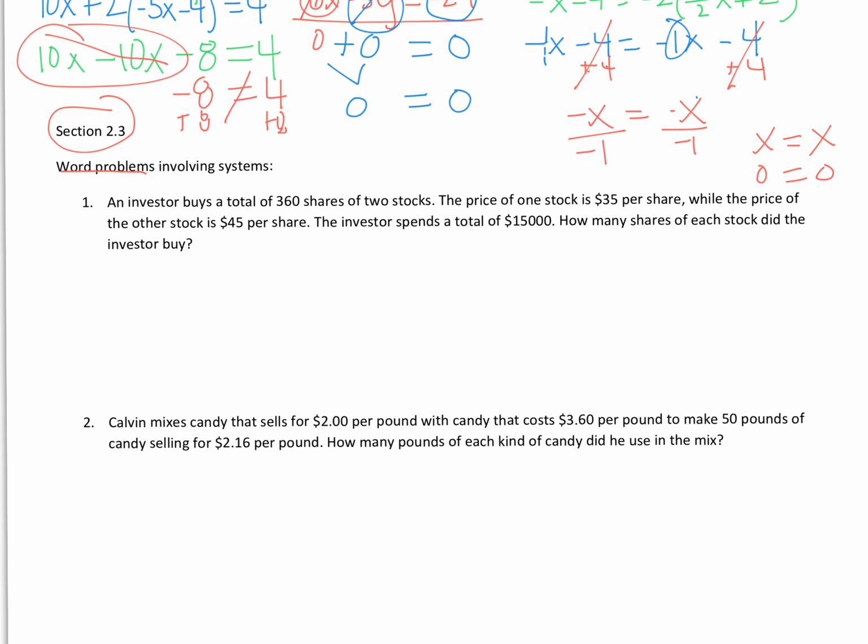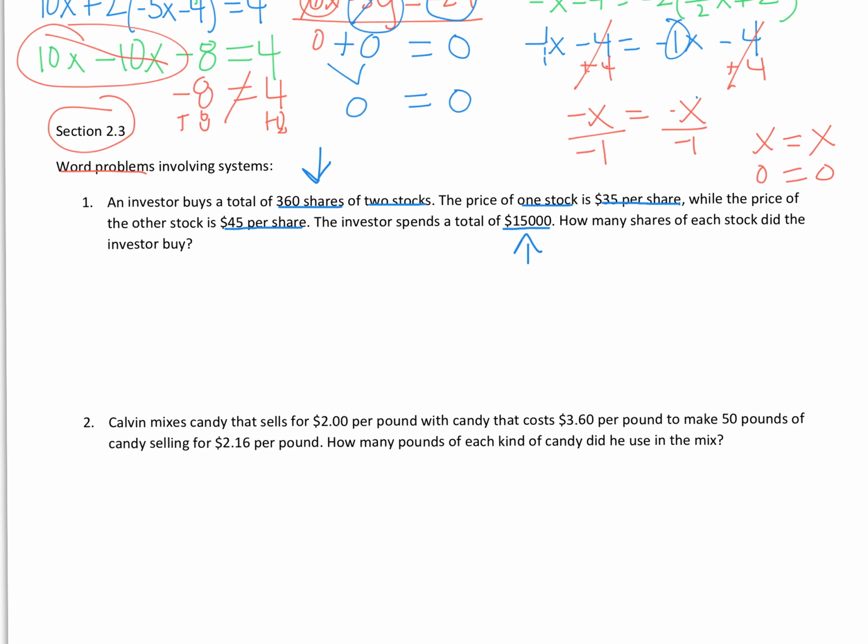Okay. So here we have an investor buys a total of 360 shares of 2 stocks. The price of 1 stock is $35 per share. The price of the other stock, I don't know why I underlined the price, is $45 per share. The investor spends a total of $15,000. How many shares of each stock did the investor buy? So it looks like one of our equations is going to be just about shares, and one of them is going to be about the amount, like the money.